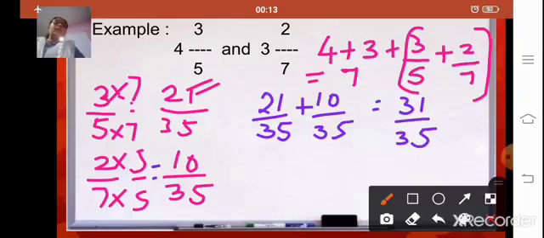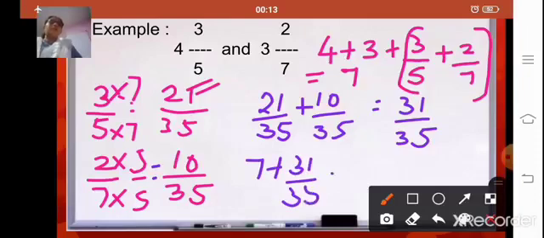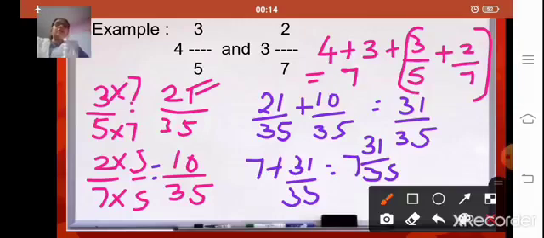Okay, now your whole number when you added was 7. So you can directly write 7 plus 31 upon 35 is equal to 7 whole 31 upon 35. So any method you can follow, whichever you are finding comfortable with. The first method is taking the LCM, making it into like fractions and then adding. And the second method is where you add the whole numbers first and then add the fractions.